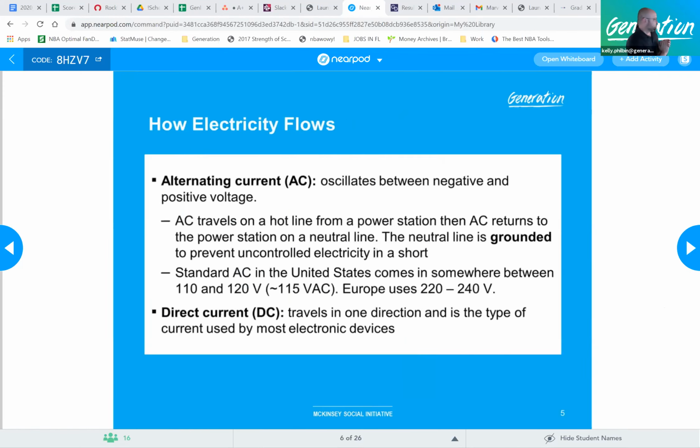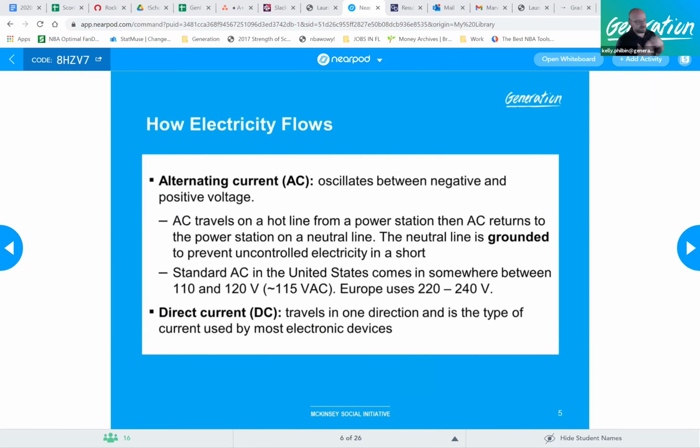Understanding the flow of electricity, two different ways that it is measured would be alternating current and direct current. Alternating current oscillates between negative and positive. Negative would be the return feedback on it. AC travels on a hot line from the power station, and then the neutral line helps disperse any grounding, or creates a grounding so that it prevents an electrical short within the line.